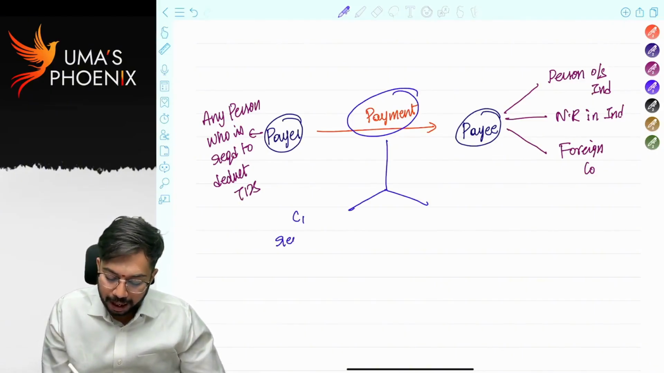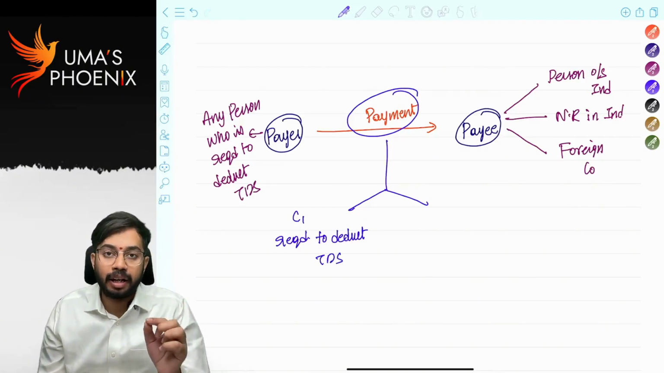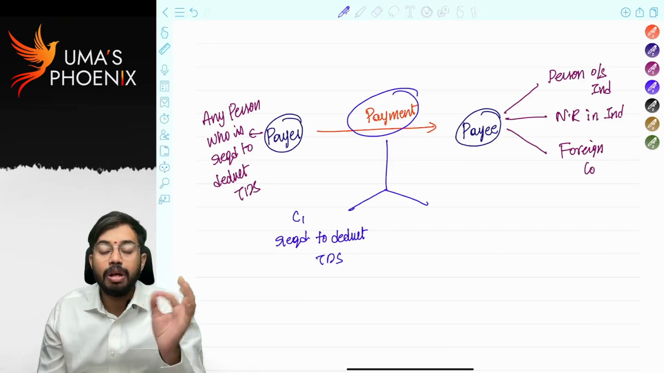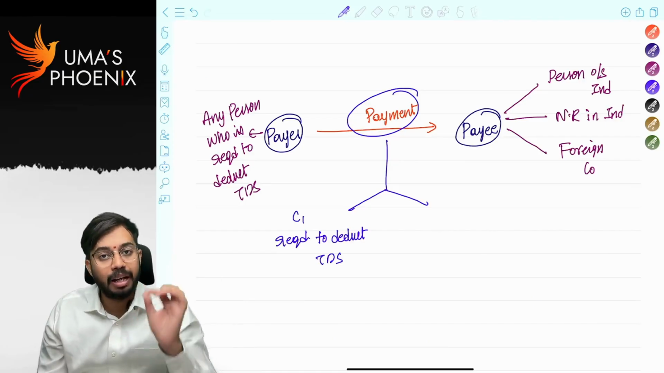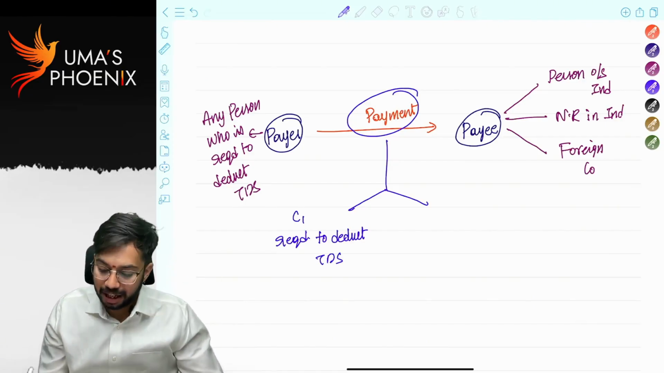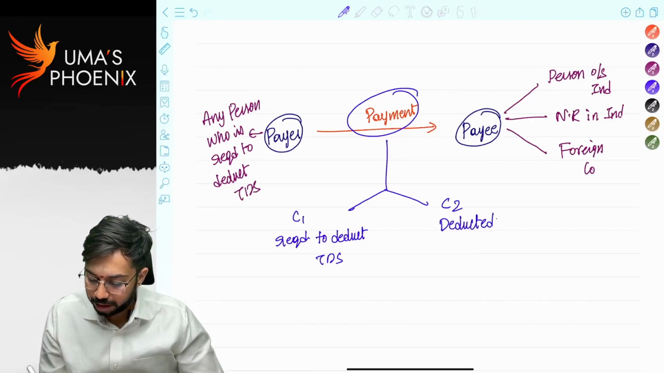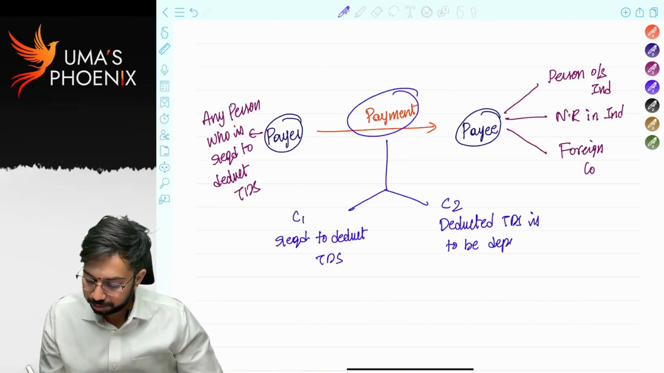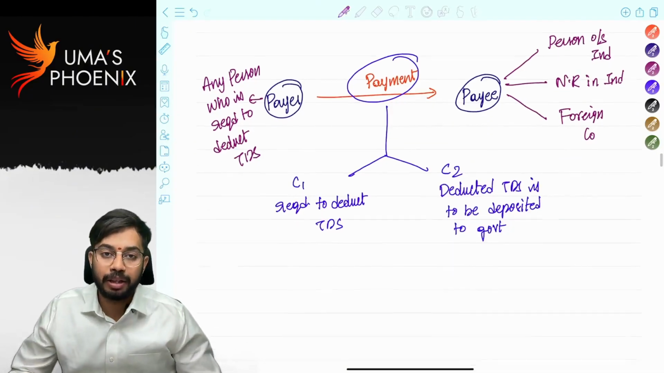Condition 1, the payer is required to deduct TDS. Sir, at what rate is TDS required to be deducted? That you will come to know in the TDS chapter. So, the payer at the time of making payment to a person outside India or non-resident or foreign company, condition 1, the payer is required to deduct TDS. Condition 2, the deducted TDS is to be deposited to the government.